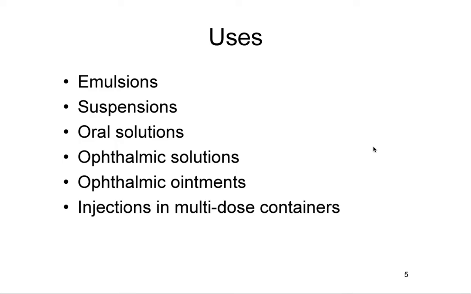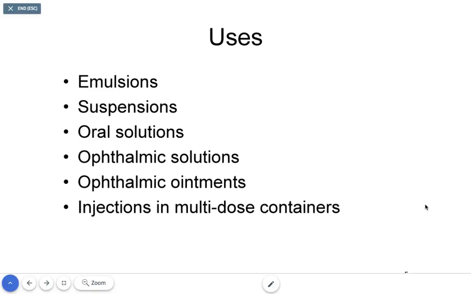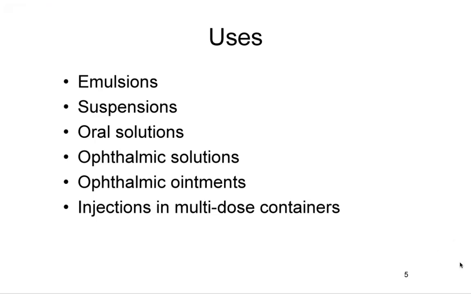Different types of products utilize preservatives. Some of those are listed here: emulsions, suspensions, oral solutions, ophthalmic solutions, ophthalmic ointments, injections in multiple dose containers. All of these are examples of different types of dosage forms that use preservatives.